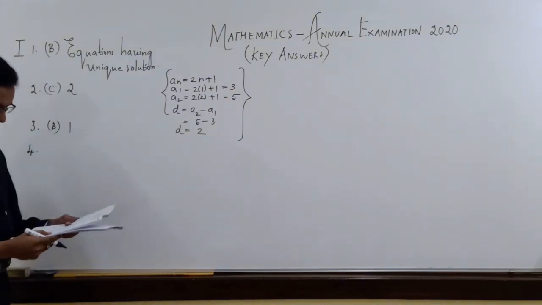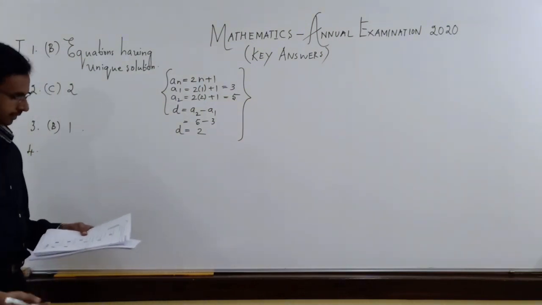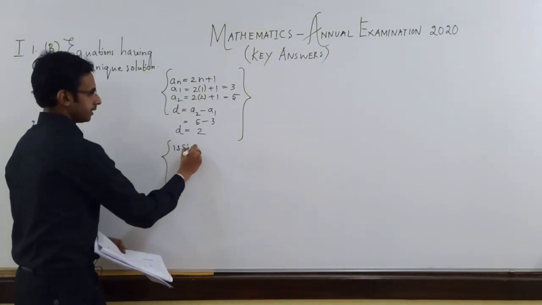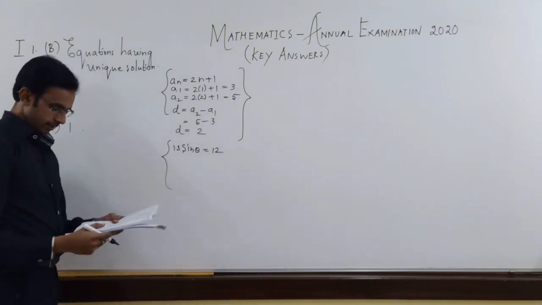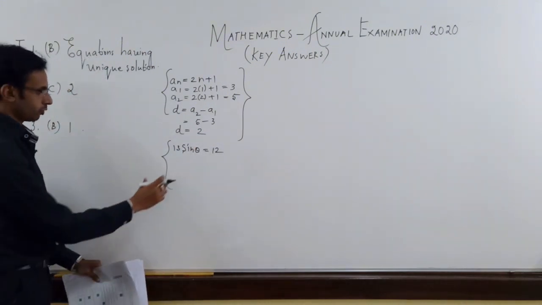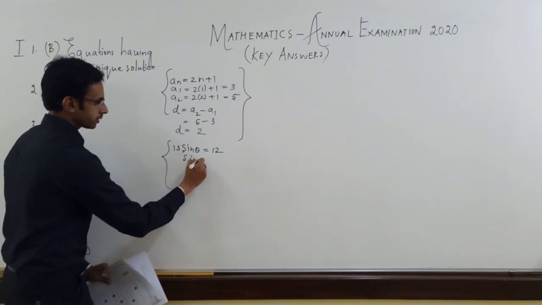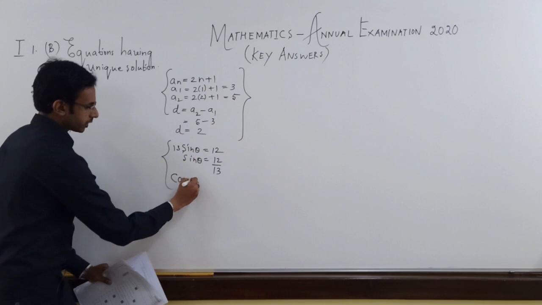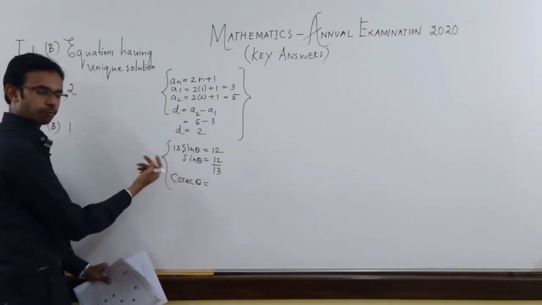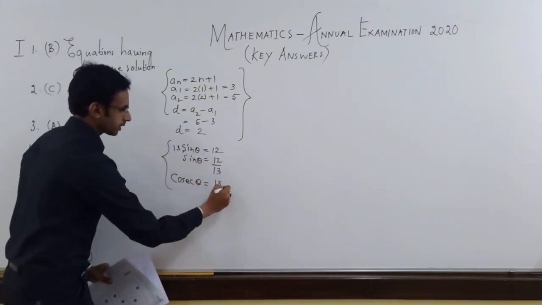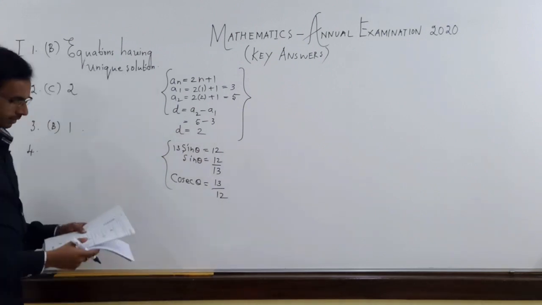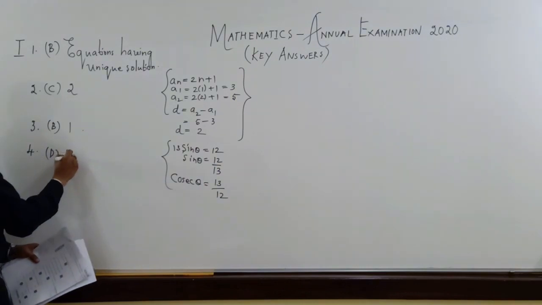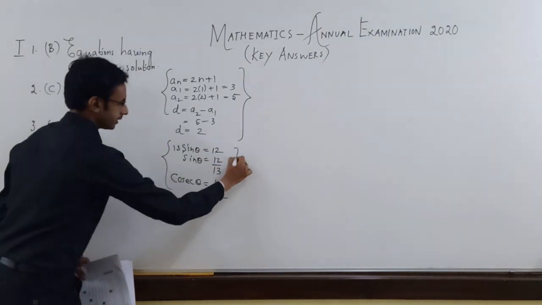Fourth MCQ, if 13 sine theta is equal to 12, they are asking to find the value of cosecant theta. So your job is to just separate sine theta from this. You will get 12 divided by 13, and they are asking the value of cosecant theta. You all know sine reciprocal is cosecant, so the value has to be just interchanged. 13 by 12. So therefore the answer is option D, 13 divided by 12. Hope you all have done this.